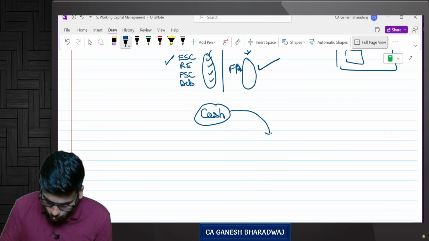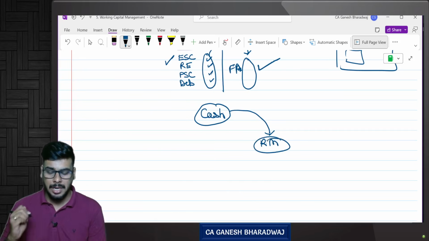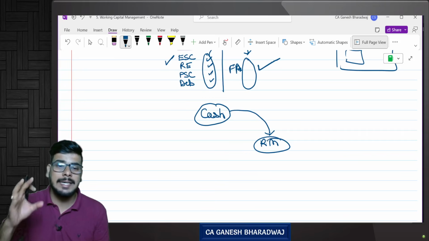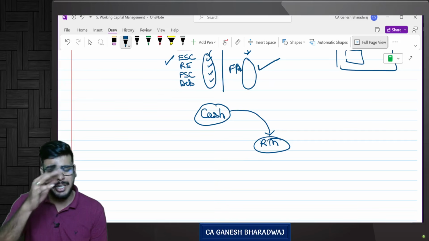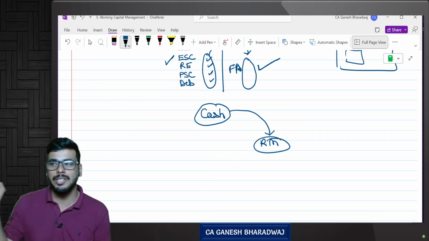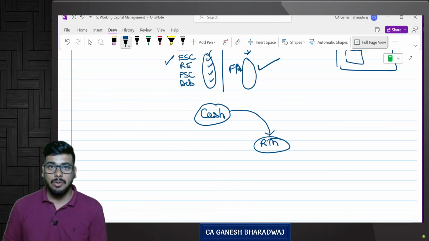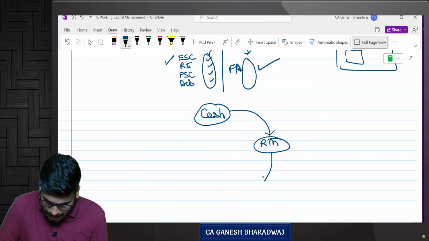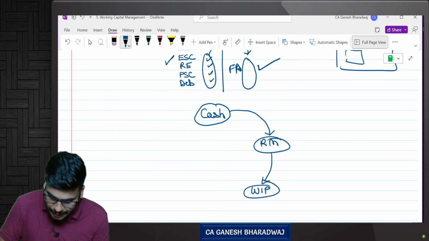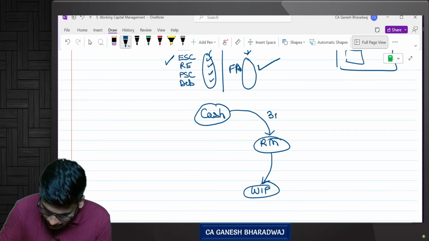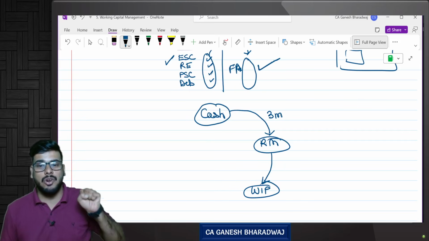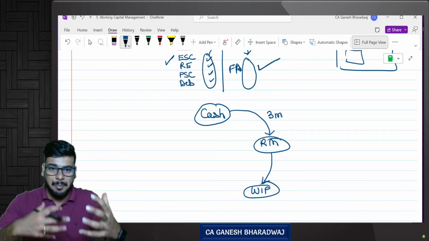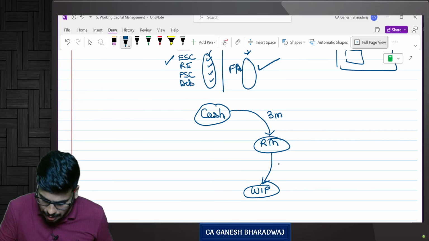Now, using this cash, I purchase raw material. The raw material I need to keep in my godown for 3 months. Let us say that is the precondition of this order. Generally, I maintain 3 months of stock in my godown. After that, I will issue this raw material into my factory shop, that is, the production will start. Let us assume the production will take 1 month.